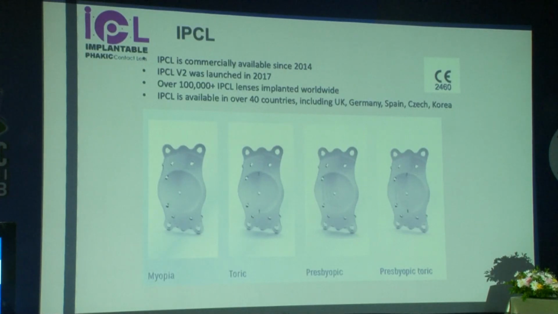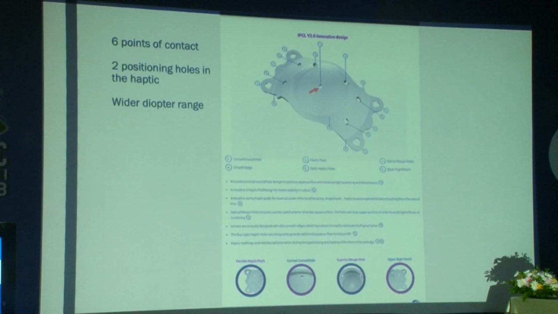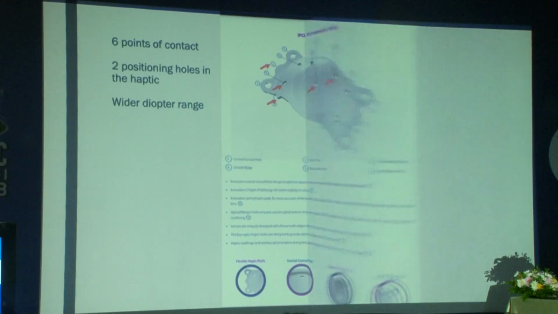It's been available since 2014, and the version 2 with the central hole was launched in 2017. It's available in 40 countries, not just in India, and it's quite commonly used in other parts of the world as well. It comes with a central hole, and it has these optic margin holes. So these have to be always oriented superiorly when you implant the lens. They also have these haptic margin holes to ease in the tucking in of the lens. They have, instead of just 4 haptics, 6 points of contact for better stability in the sulcus. They also have these notches to help with the orientation of the lens.